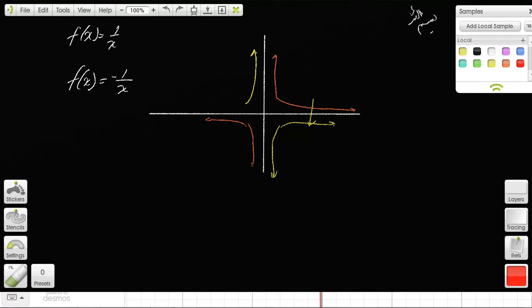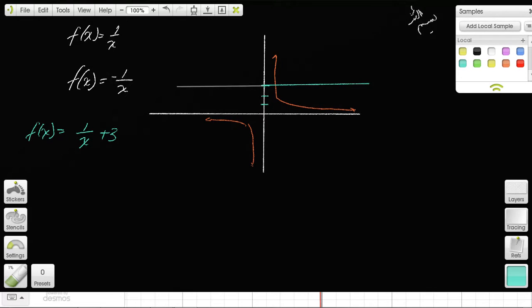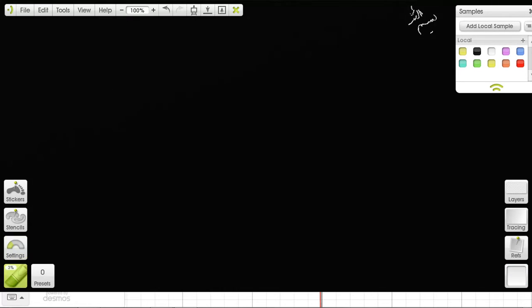And we had also said, if this is the parent function, this was what? The whole parent function moved up 3 spaces. So that would be like the new asymptote. And this would be the new function. Okay? And then we said the general expression that represents this function, okay, you can write it like this. And that was it. It's pretty easy, right?